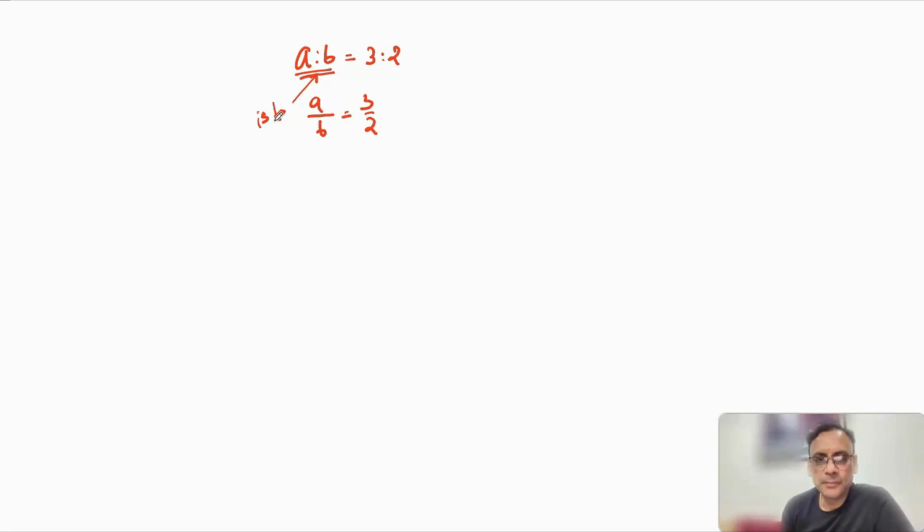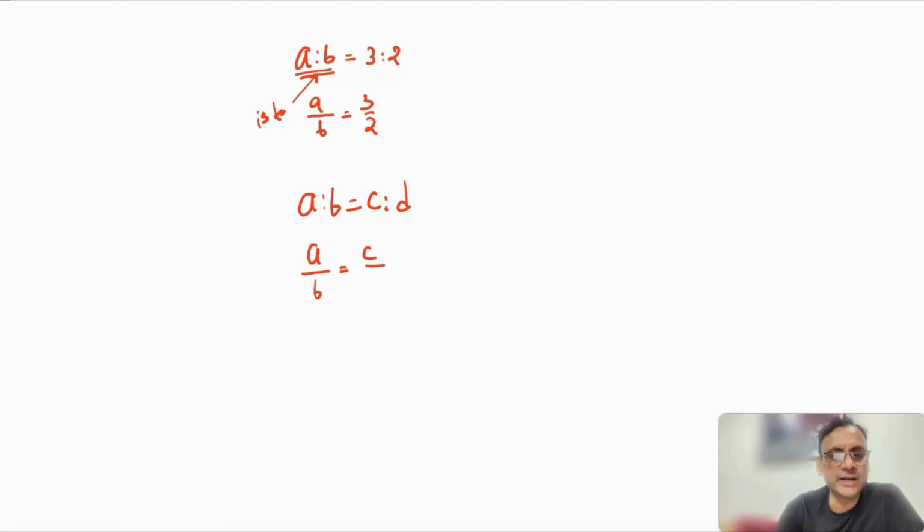Now, proportion is nothing but where you put two ratios with an equality sign in between. So I say A is to B is equal to C is to D. This is nothing but a proportion, which if I write as a fraction, is A by B is equal to C by D. This is what a proportion is. Very simple. It is two ratios with an equality sign in between.